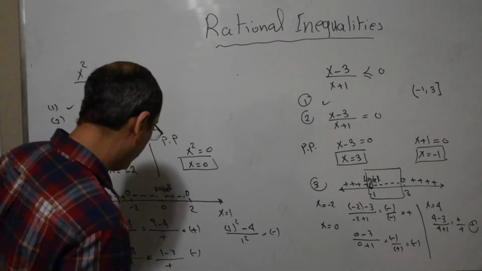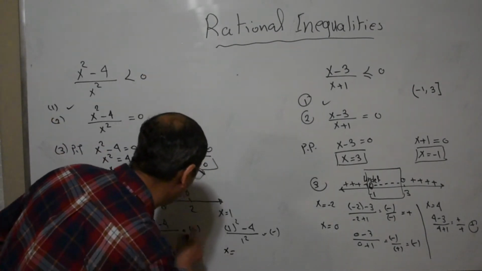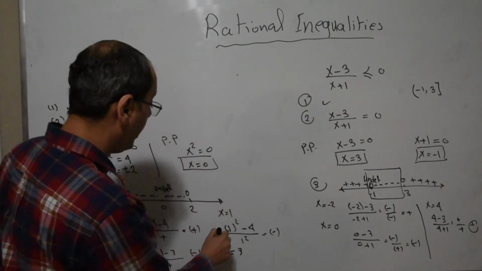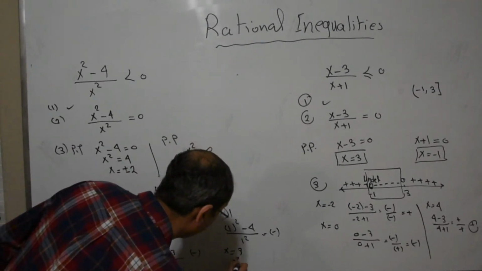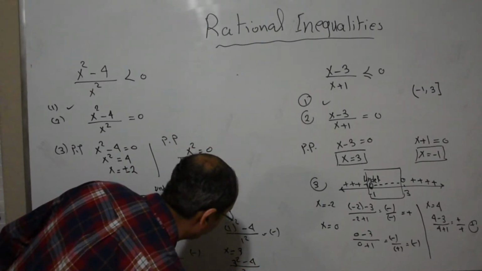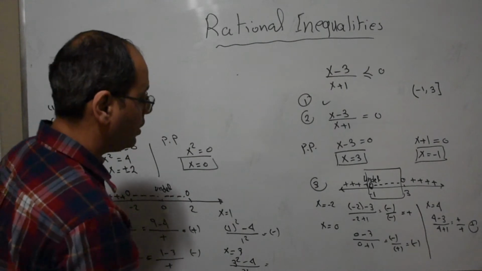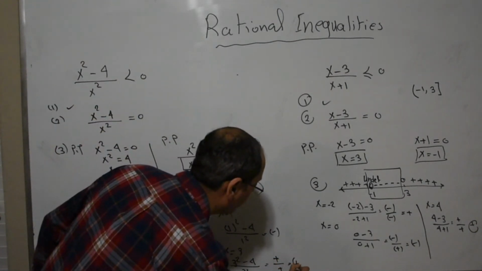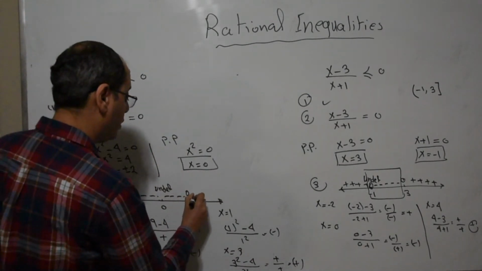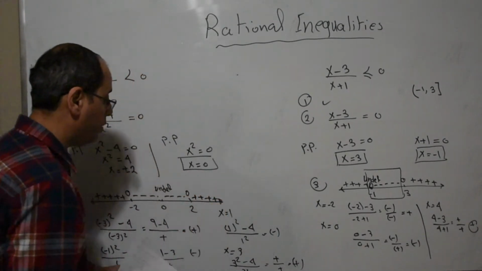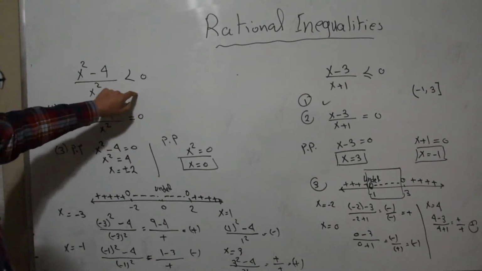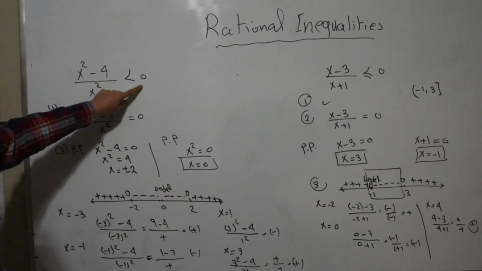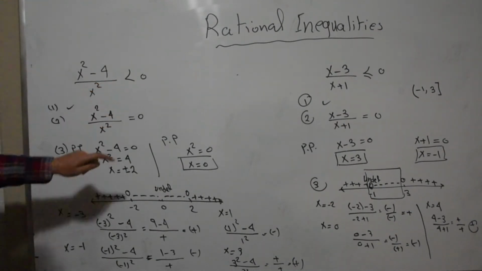So what about the fourth one? Let's plug x is anything greater than 2, 3. And I have 3 squared minus 4 over 3 squared. 3 squared is 9 minus 4, that is positive, over positive, that must be positive. So here is positive. Now, let's go to the problem. I am looking for the negative or positive? Less than 0, so negative.